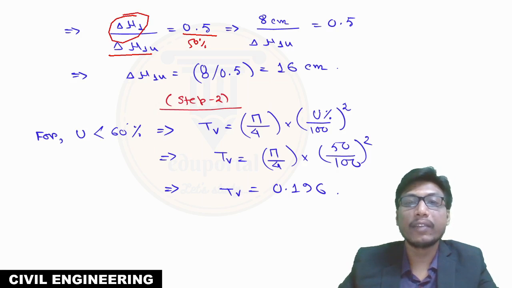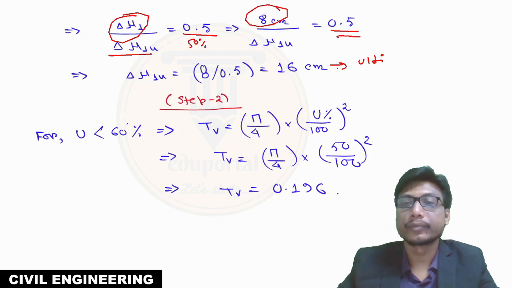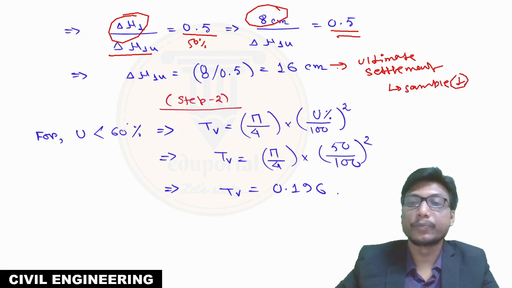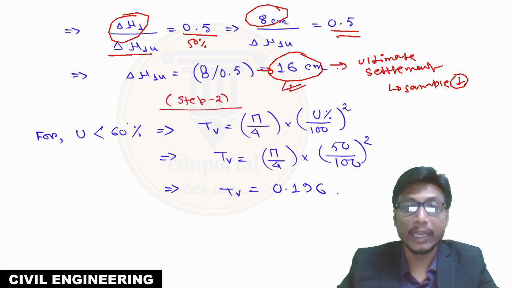Now del H1 is given as 8 centimeters, so 8 by del H1U is equal to 0.5. So here we get del H1U, the ultimate settlement for sample 1. We have found this as 16 centimeters. We need to keep this value because it will help to determine other values as well.